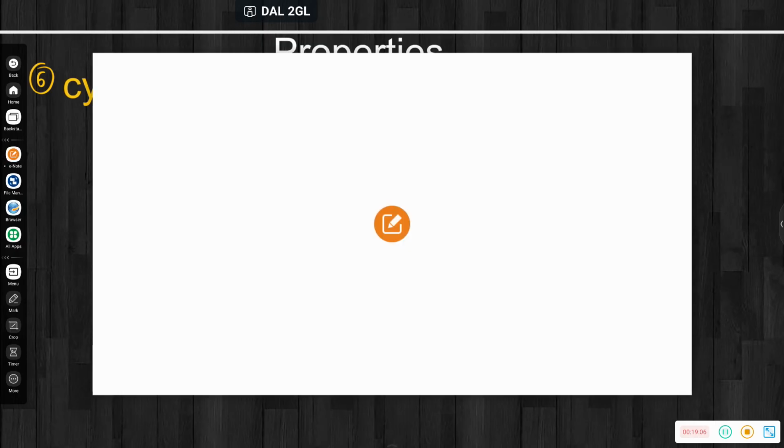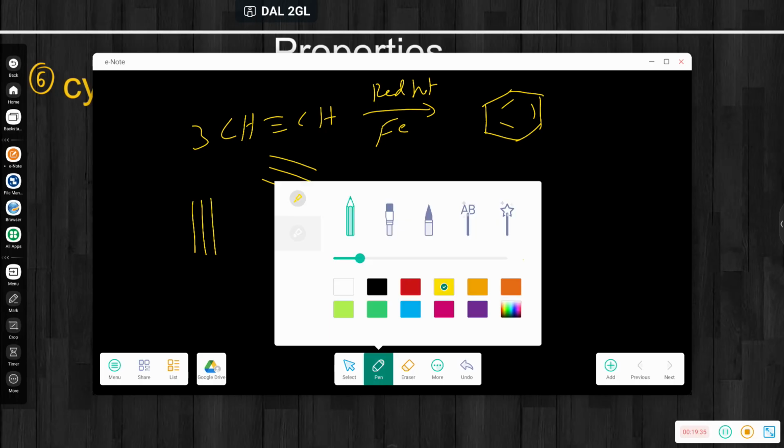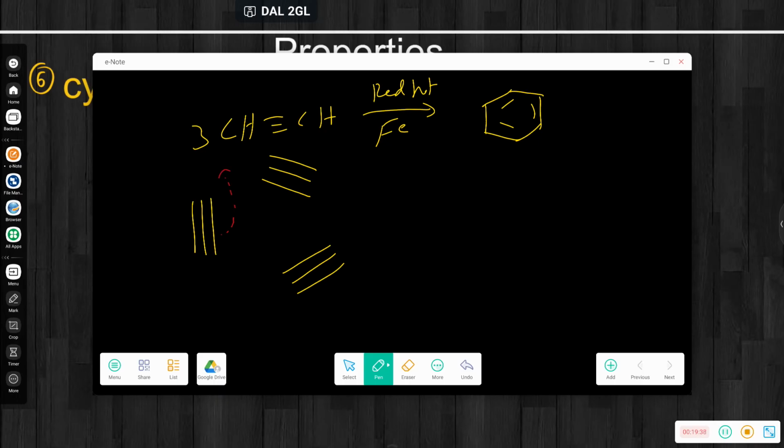Understood what I'm saying? So when I am sending 3 moles of acetylene through a red hot iron tube, then what will form? Benzene will form. So for understanding, what they are taking is like this. You see here, this is forming a single bond here. This will form a single bond here. This will form a single bond here.